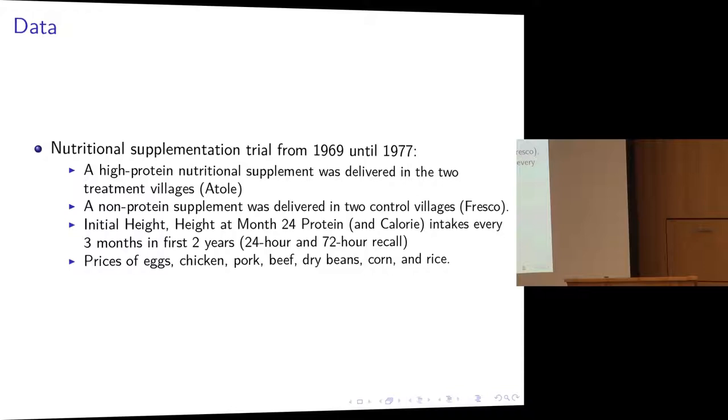They created something that was called atole, which is very high in protein. And they created something else, which they called Fresco, which is not high in protein. I believe it's high in sugar, but they never actually confirmed this suspicion that I have. Just by the description, it looks like this.